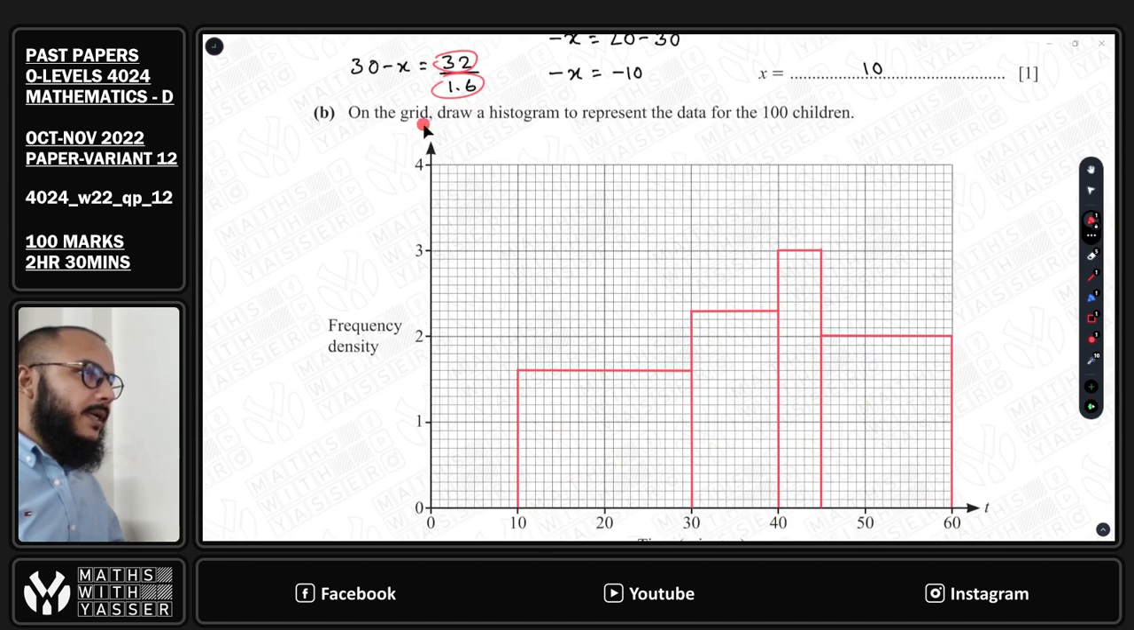Then it says on the grid, draw a histogram to represent the data for the 100 children.